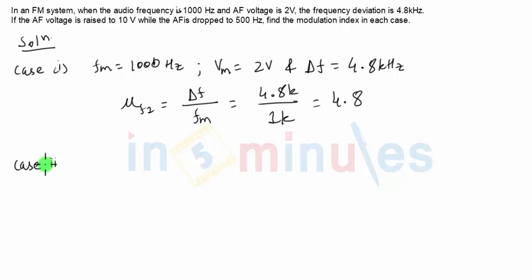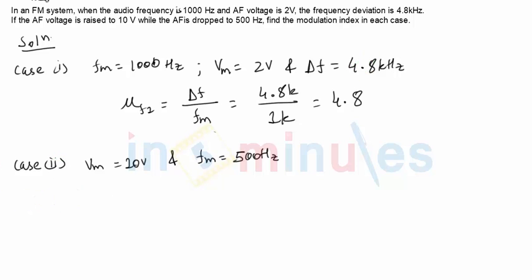It was very straightforward. First part, delta f was given, fm was given, so all we had to do is take the ratio. Now in the second part, we have to find modulation index again, but this time they have changed a few things. AF voltage is raised, so now the new value of Vm is equal to 10 volts and AF is dropped to 500 Hz. So new value of fm is nothing but 500 Hz, and they have not mentioned anything about delta f. So the question is what delta f value we should use. Obviously we can't use delta f equal to 4.8 kilohertz because that was given only for case 1. We have to find out delta f for case 2.